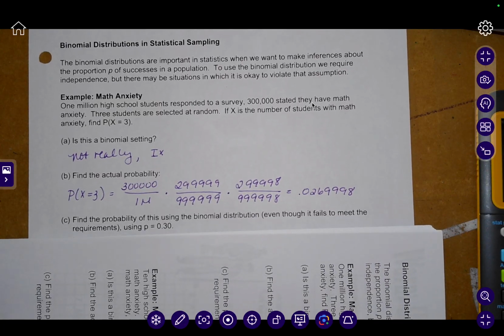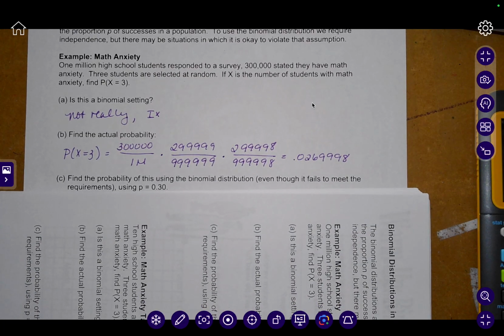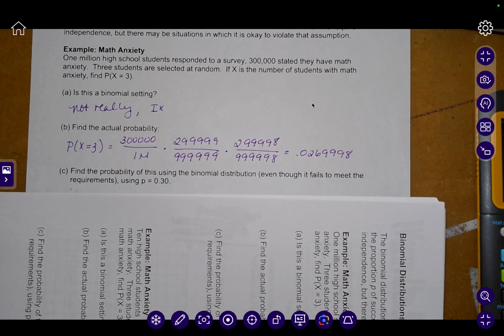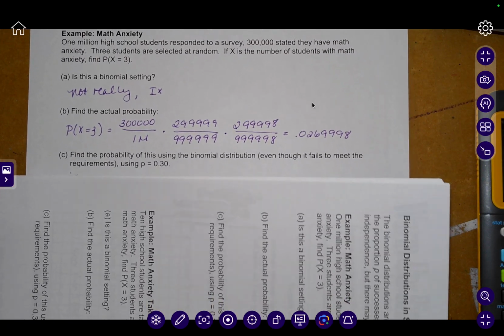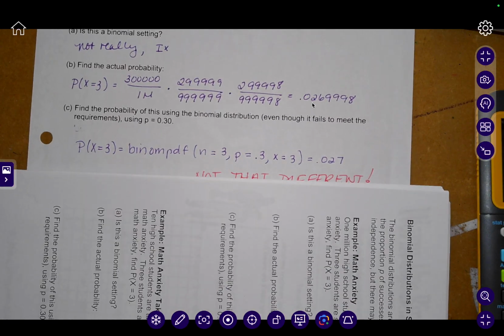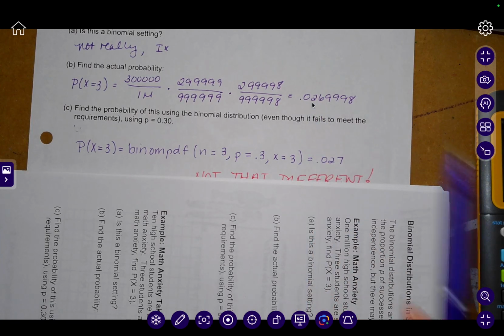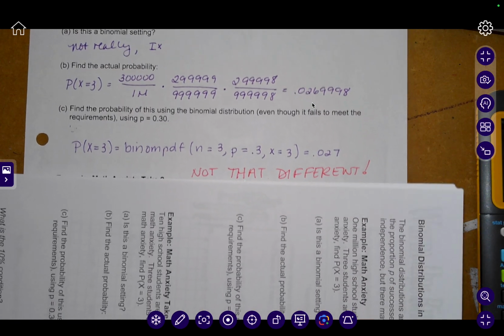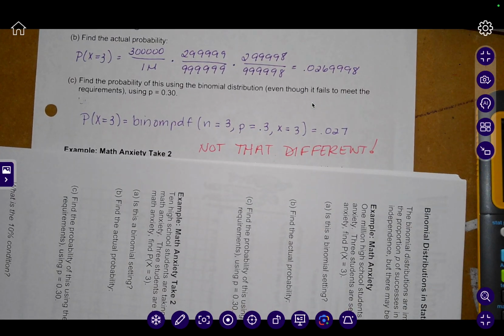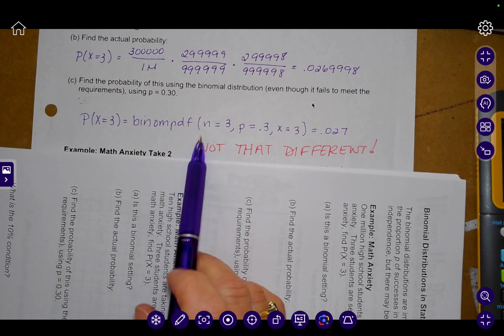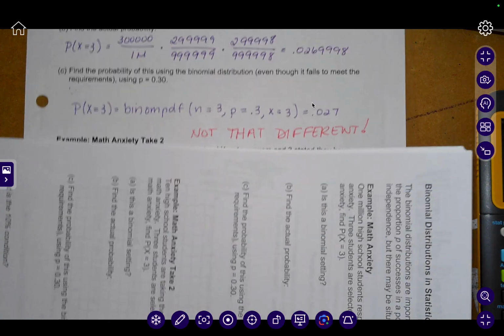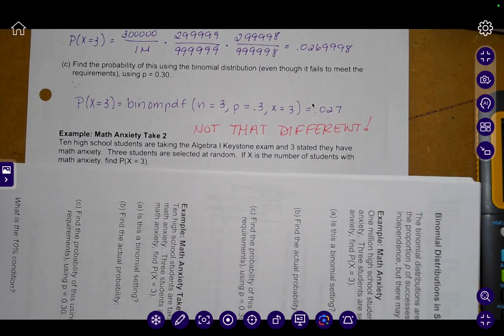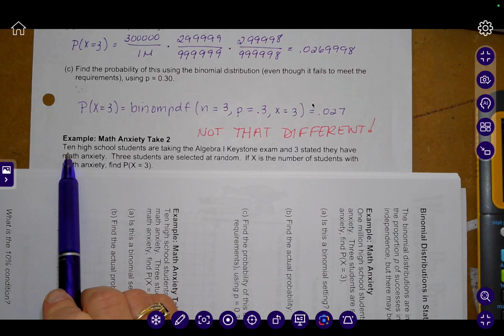If I pretended that this was actually binomial, ignoring the fact that it wasn't independent and the probability of success was changing, and just used 0.3, I would use binomial PDF and get this answer right here. If I rounded that, I'd get exactly the same. So they're really not that different. The reason is my large population size relative to the sample. Let's say instead of 1 million, now I have 10.